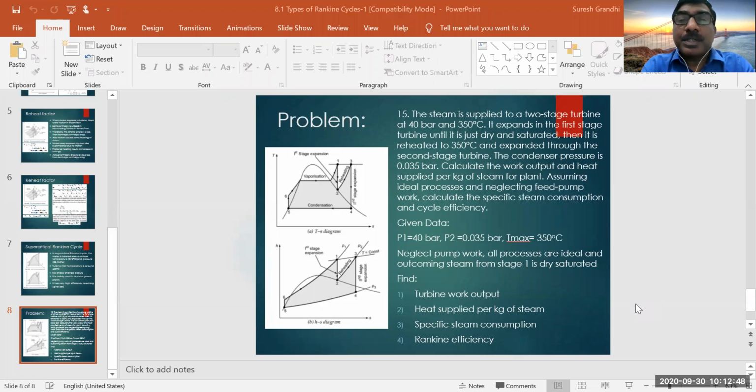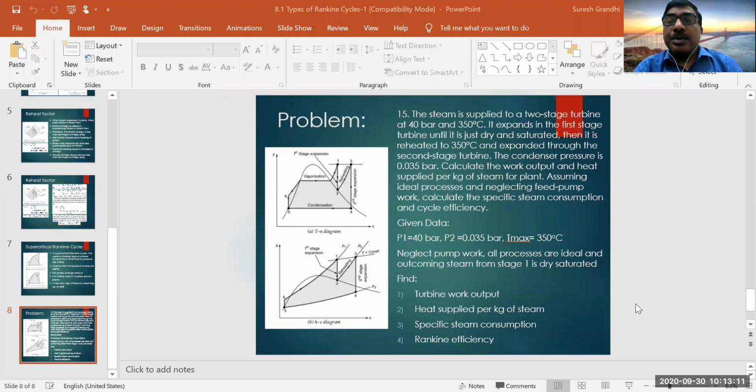Good morning, students. Now we'll do one practice problem on reheat Rankine cycle. The problem is given like this. The steam is supplied to a two-stage turbine at 40 bar and 350 degrees centigrade. It expands in the first stage turbine until it is just dry and saturated.